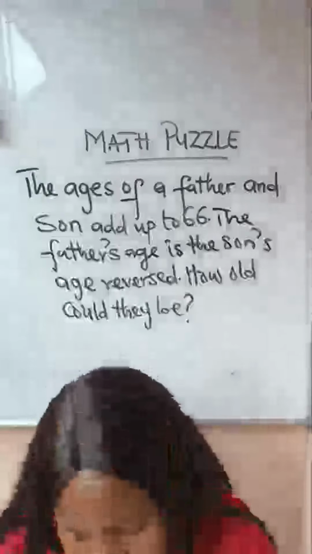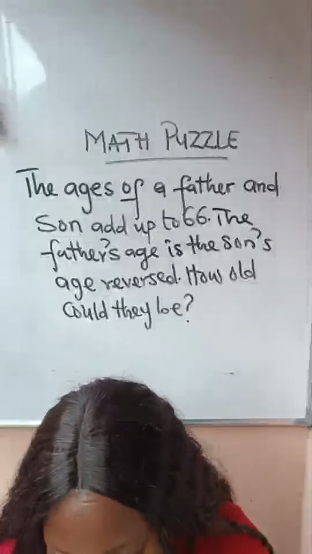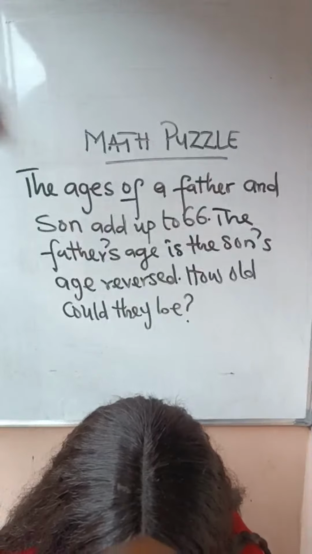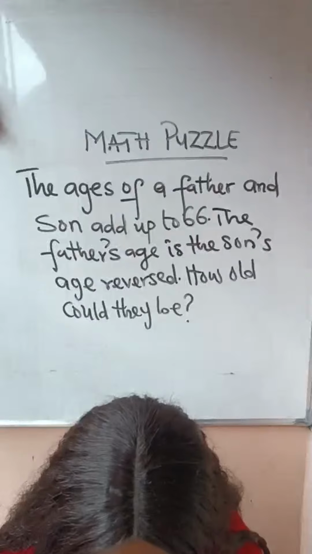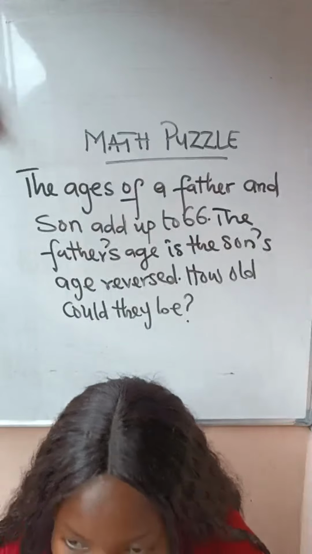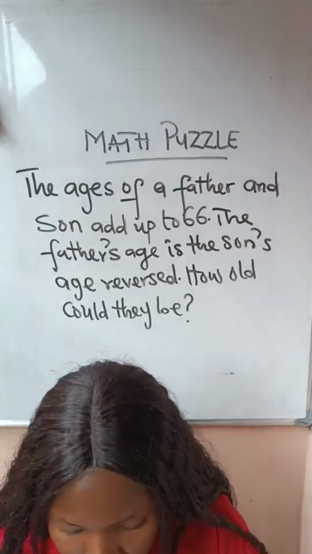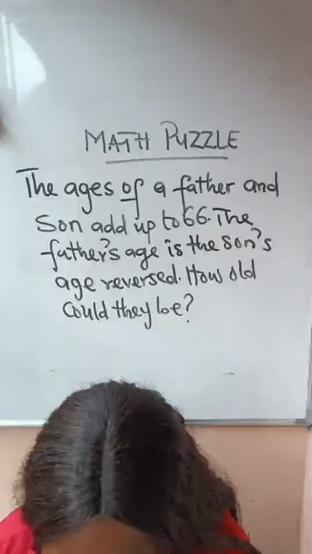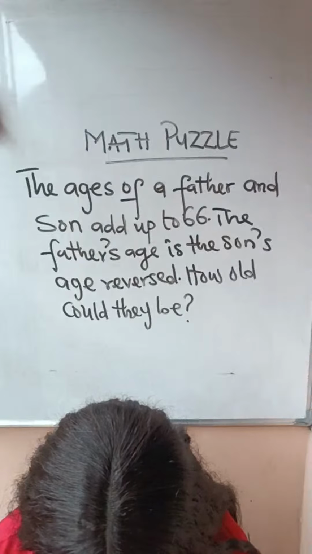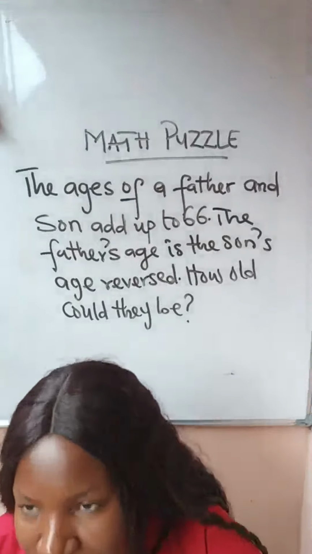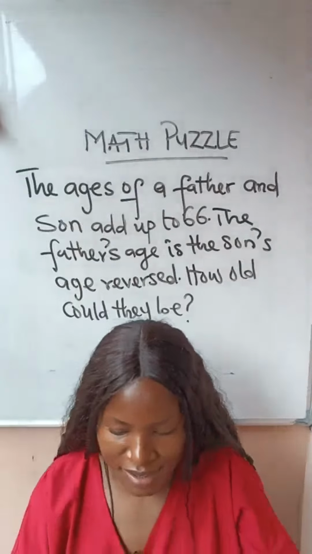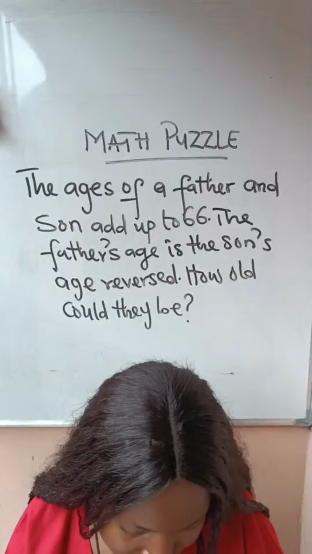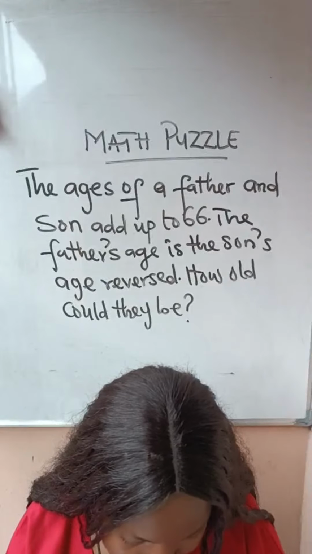The ages of a father and son add up to 66. The father's age is the son's age reversed. How old could they be? That's the question. Julie is saying maths. Maths as in how? Explain.